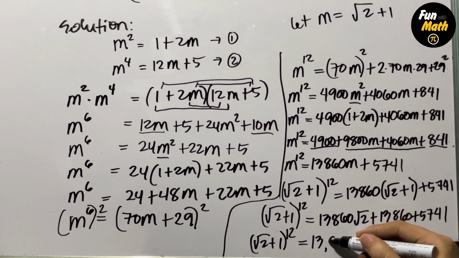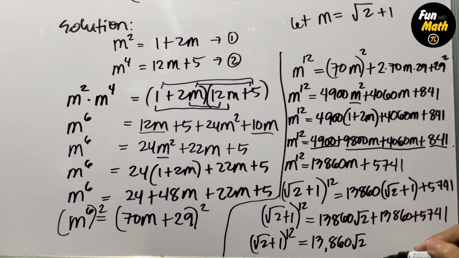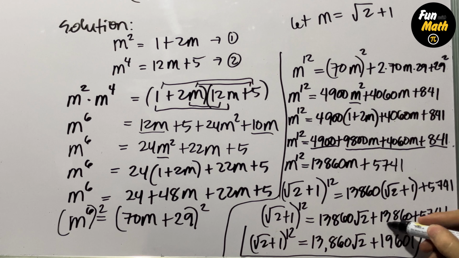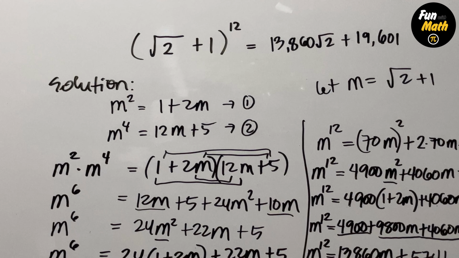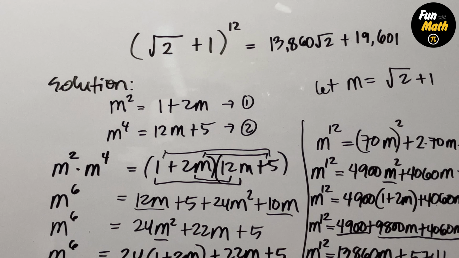And the next, square root of 2 plus 1 whole to the power of 12 equals, let's bring down 13,860 square root of 2. And then let's add 13,860 plus 5,741. That is equal to plus 19,601. And this is our final answer. Again, square root of 2 plus 1 whole to the power of 12 is equal to 13,860 square root of 2 plus 19,601.